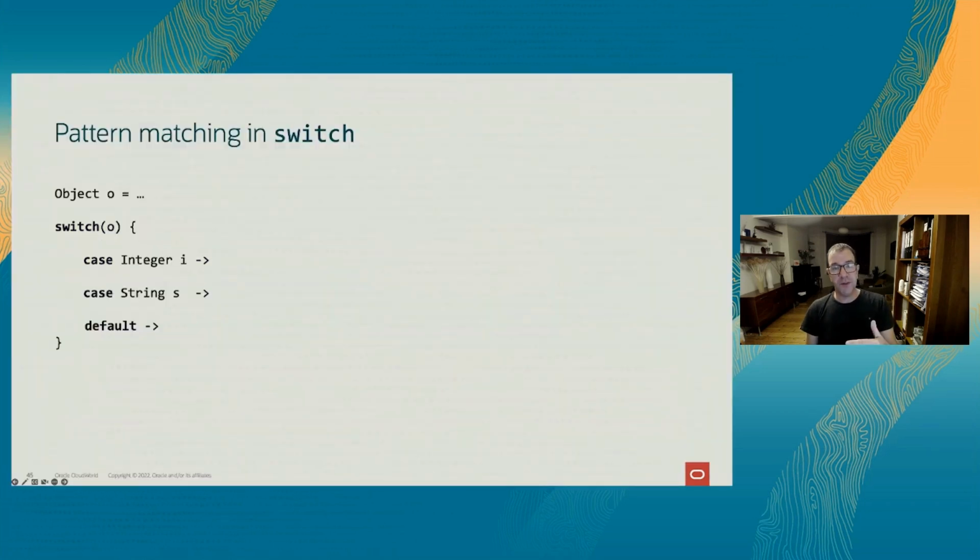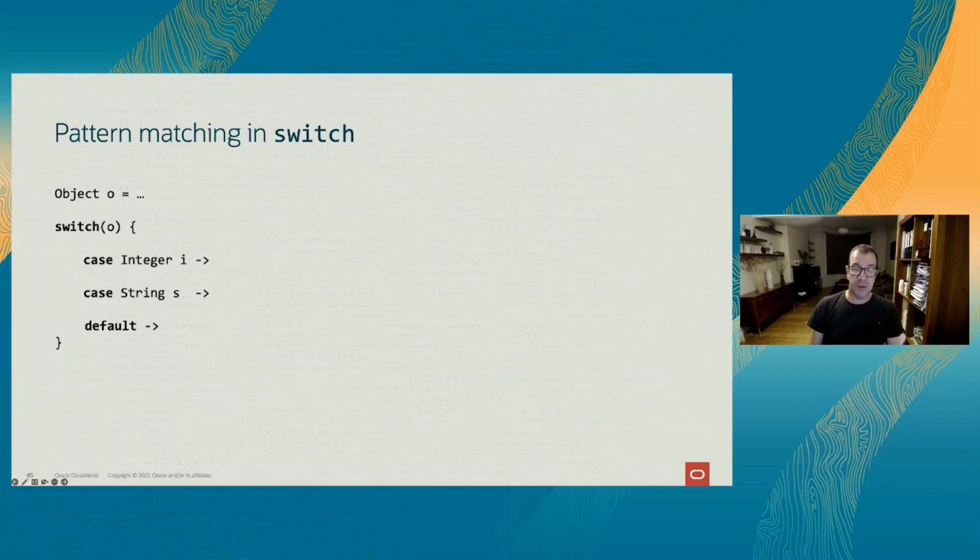But of course, the whole point of a switch is that we have a number of clauses in the switch block. So we can write code such as this. Here we have a case for when the object is an integer. We have one for when it's a string, and also a default clause as well.